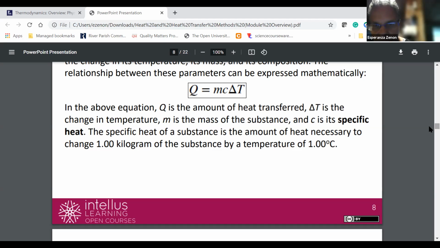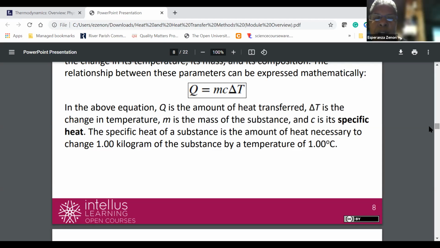And so when you use this formula, pay attention. Q is the symbol that we use to represent heat. This C is the specific heat and it's material dependent. The specific heat values depend on each substance. Each substance has its own specific heat value, C. So you have to look that up in a table of some sort.